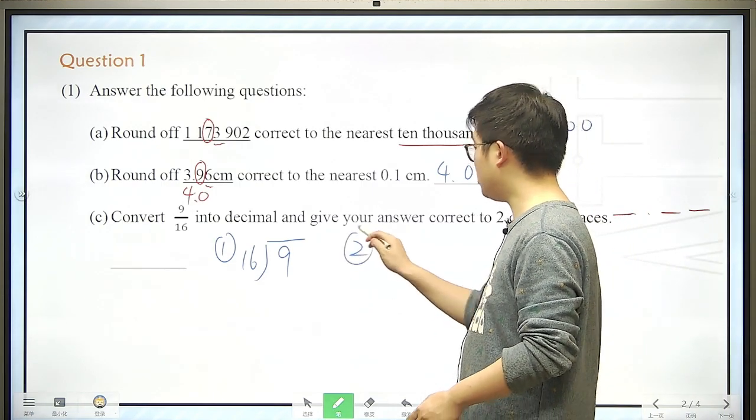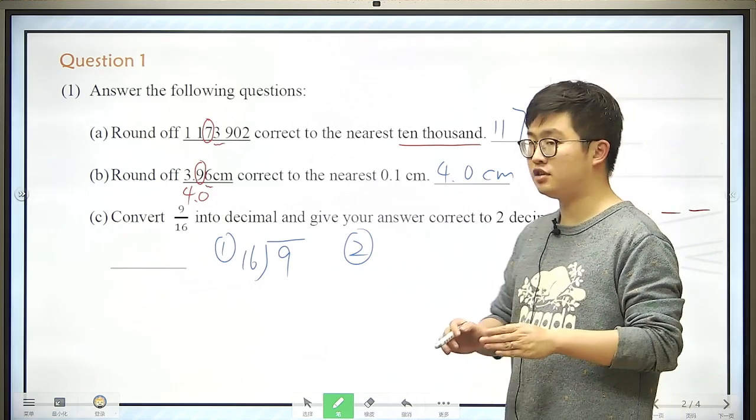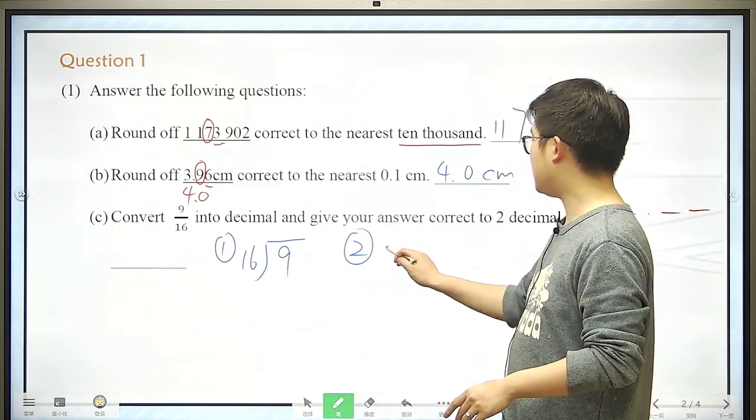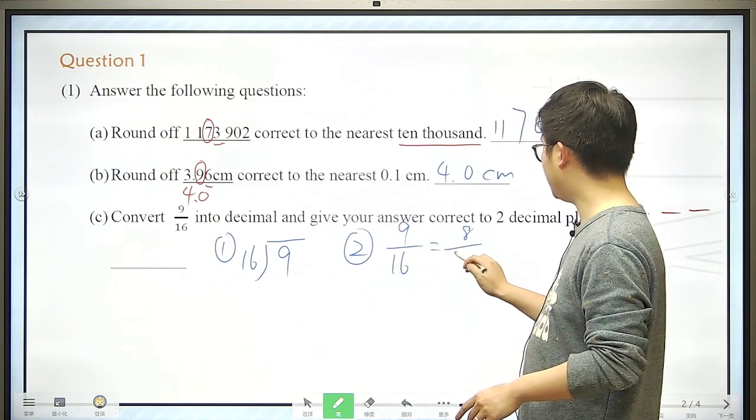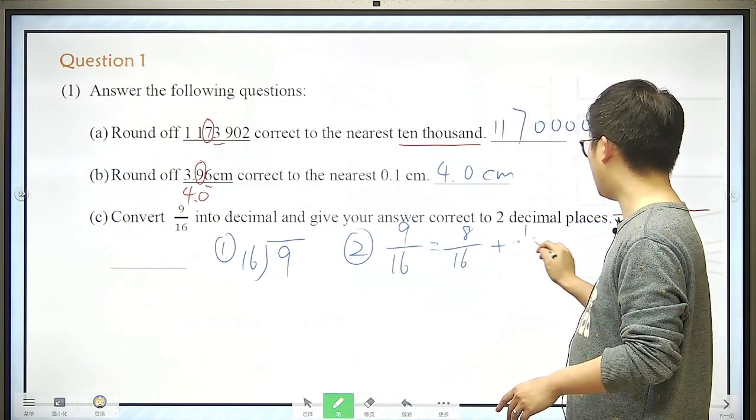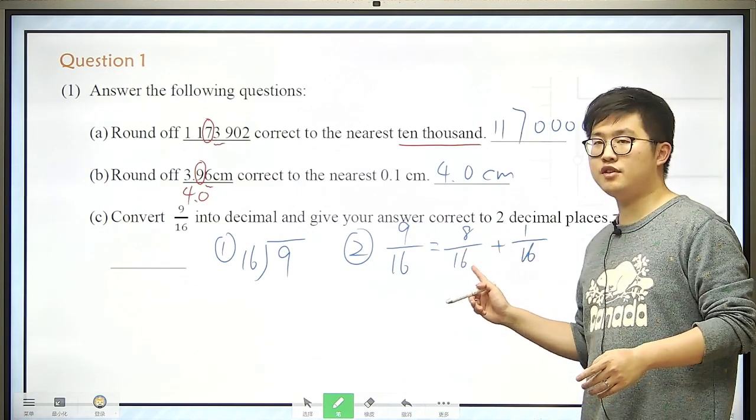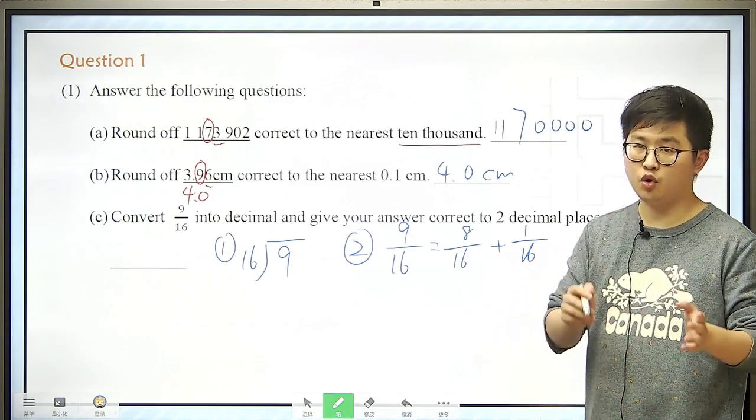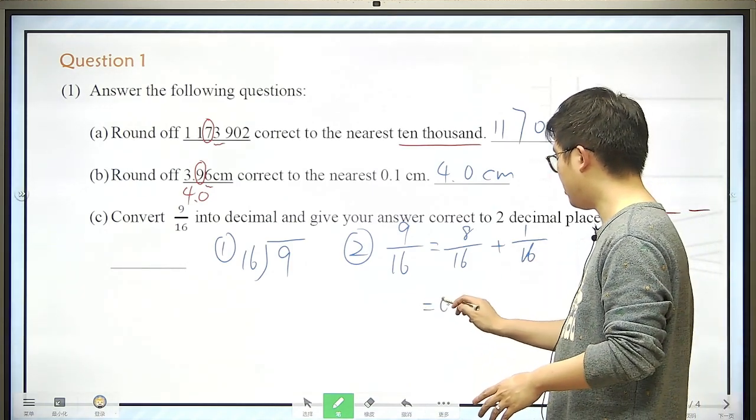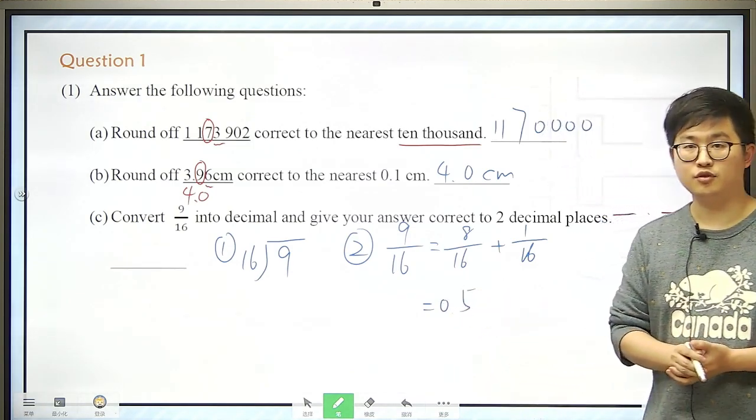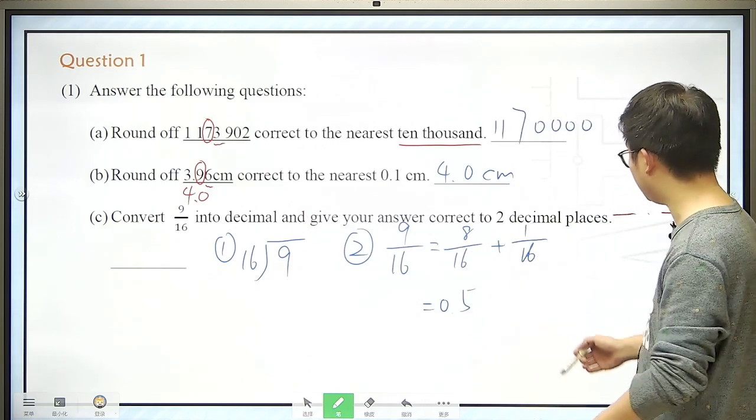That is, we don't convert this fraction from the beginning. We first split it. So 9 over 16 equals 8 over 16 plus 1 over 16. Now let's look at it. 8 over 16 is equal to 1/2, right? And 1/2 means 0.5. We don't need to do something like this. We can just say it directly.